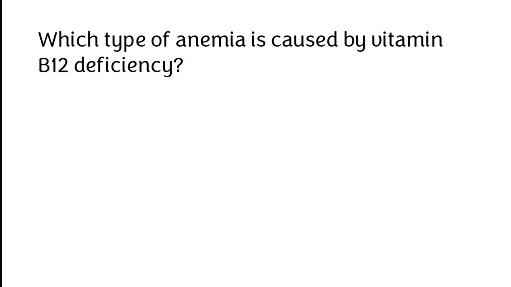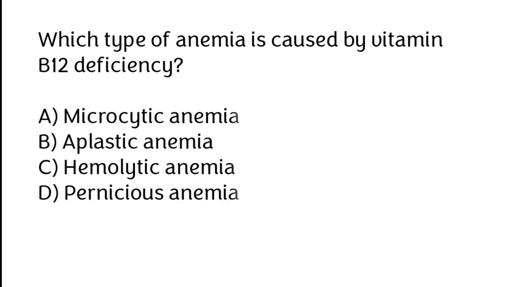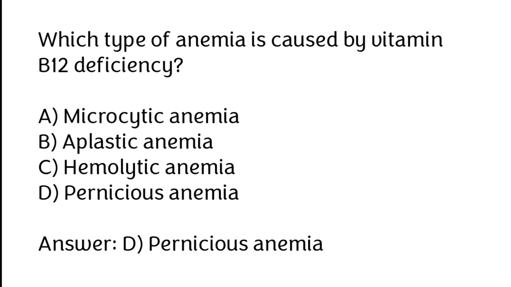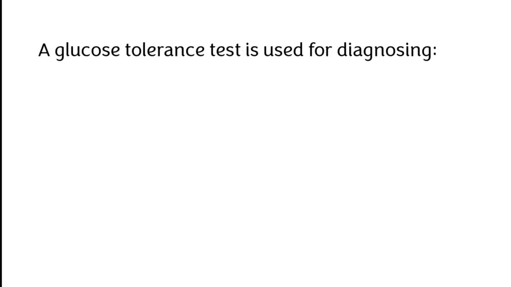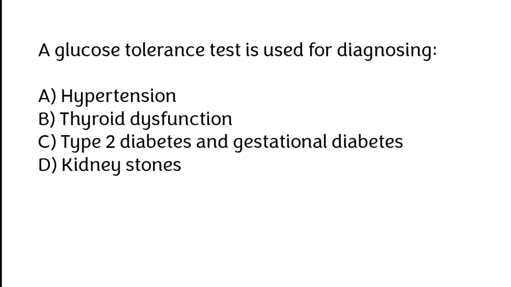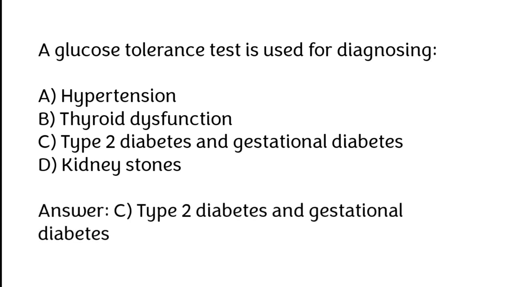Which type of anemia is caused by vitamin B12 deficiency? Microcytic anemia, aplastic anemia, hemolytic anemia, pernicious anemia. Correct answer is option D, pernicious anemia. A glucose tolerance test is used for diagnosing hypertension, thyroid dysfunction, type 2 diabetes and gestational diabetes, kidney stones. Correct answer is option C, type 2 diabetes and gestational diabetes.